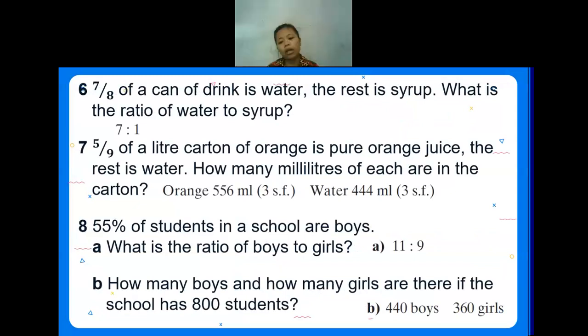Number 8. For number 8, okay. It's supposed to be your homework, but not all of you submit it back to me. For the question 8, 55% of the students in a school are boys. Remember, the total will be always equals to 100%. So it means the rest for the girls will be 100 minus 55. 100 minus 55 will be equals to 45. And then we have the 55% to 45%. We can simplify it into 11 to 9.